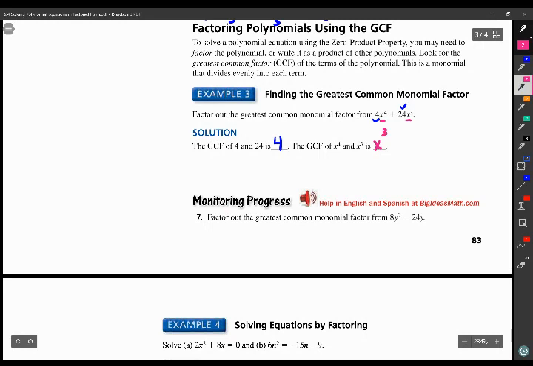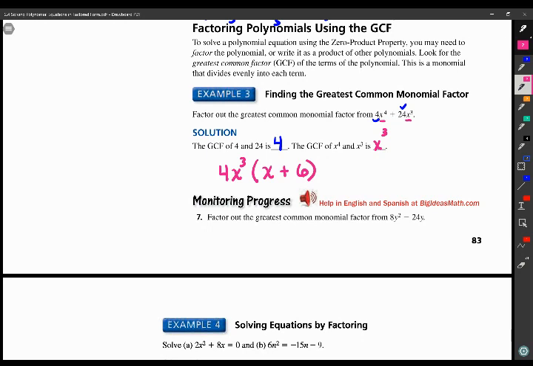And so once you know what your greatest common factor is, then we take that out. So I'm going to take out a 4 and x to the 3rd out of each piece. And so that's going to give me an x and, sorry, not 8. 24 divided by 4 is 6.